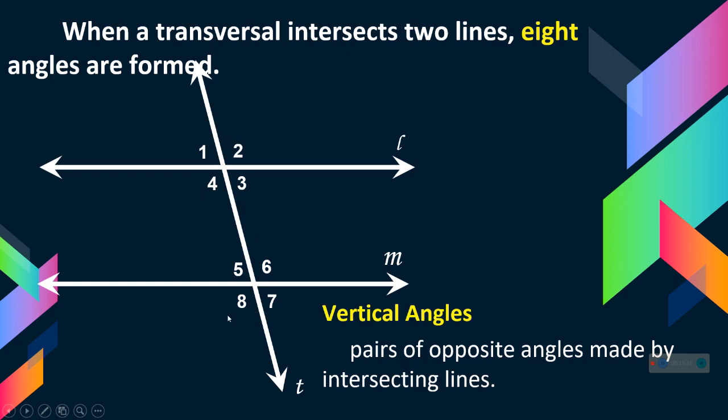On the lower part, we have angle 5 and angle 7 and angle 6 and angle 8. Question about the vertical angles? Okay, so here are some of the examples of the vertical angles.